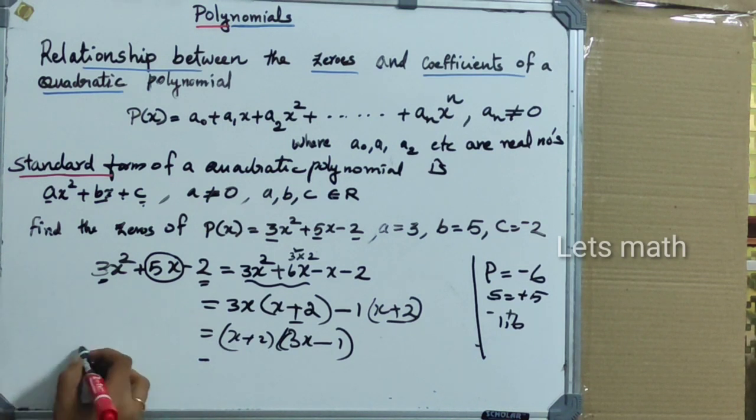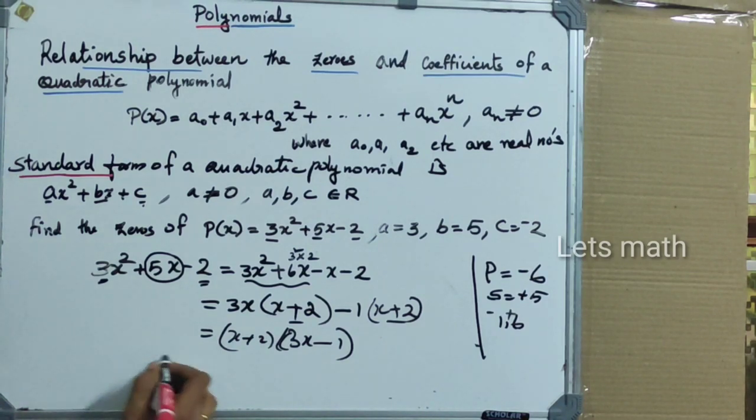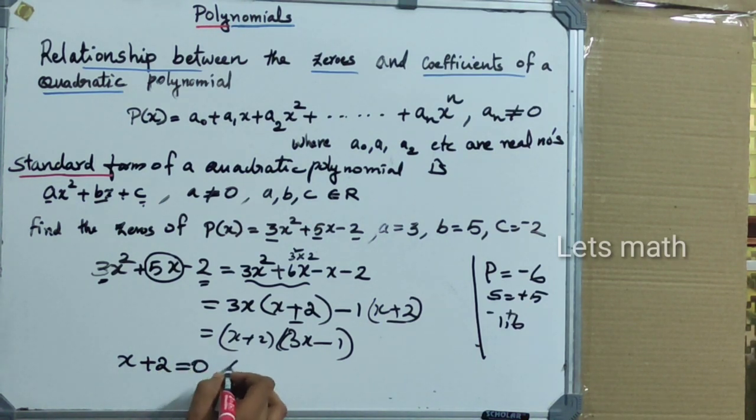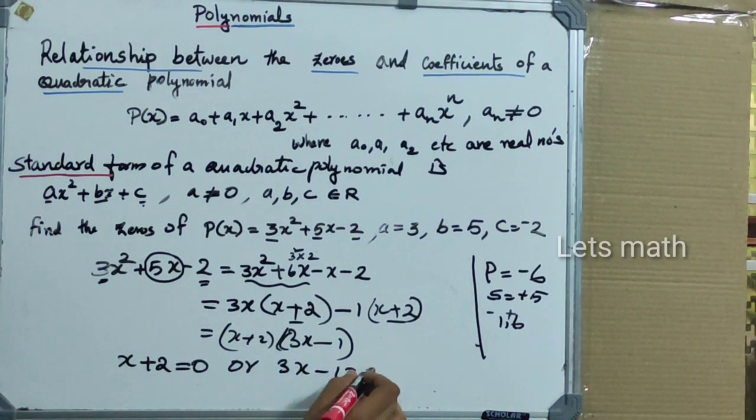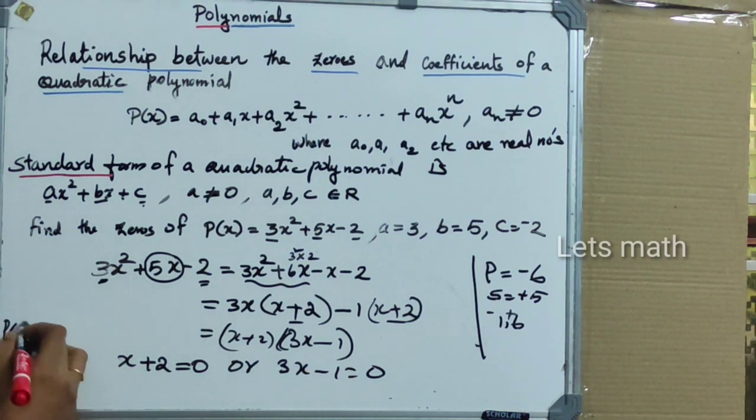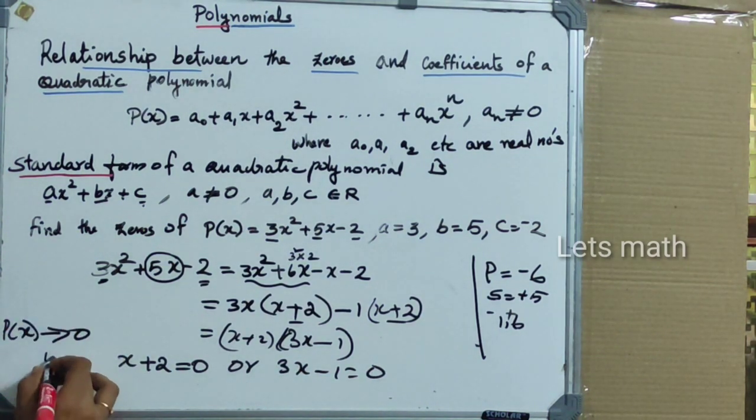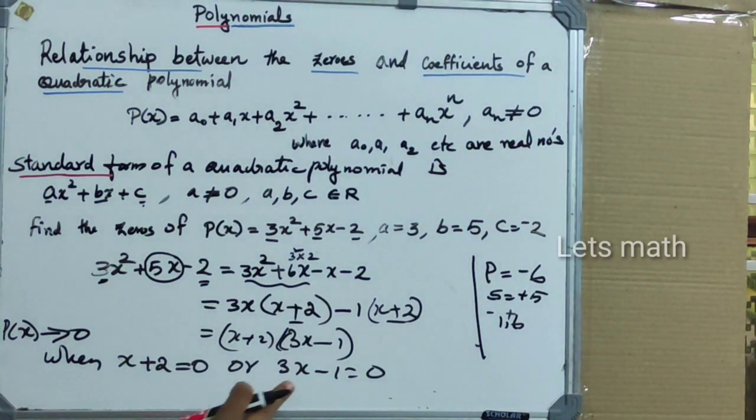So to find the zeros of a polynomial, we have to equate this to 0. That is, p of x becomes 0 when x plus 2 equal to 0 or 3x minus 1 equal to 0. So x equal to minus 2. Here we get 3x equal to 1 and x is equal to 1 by 3.